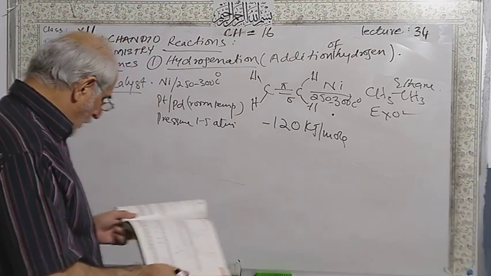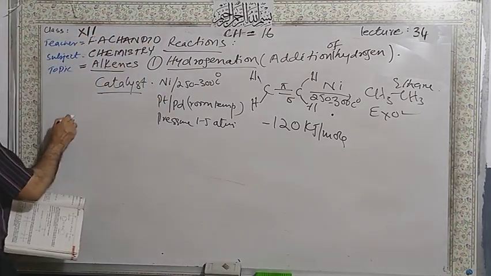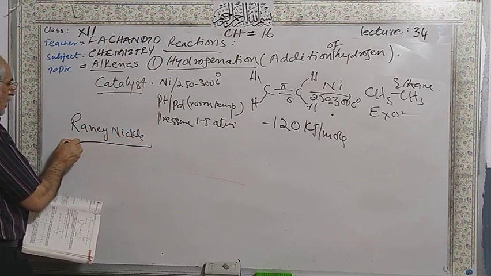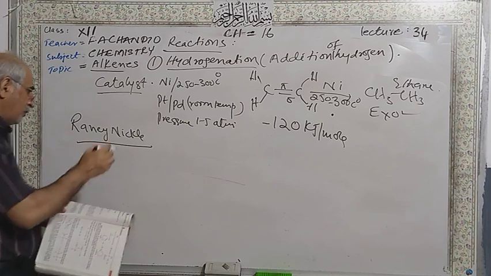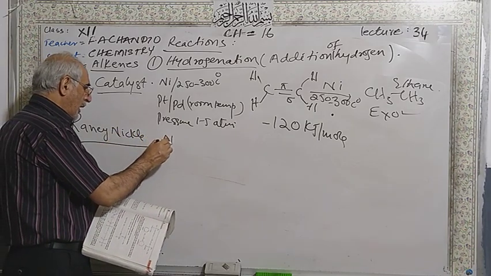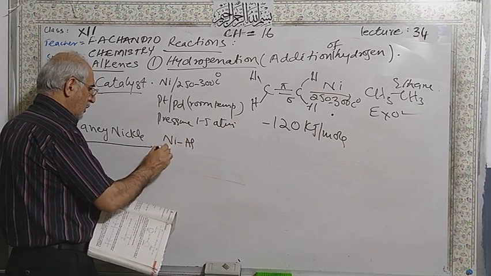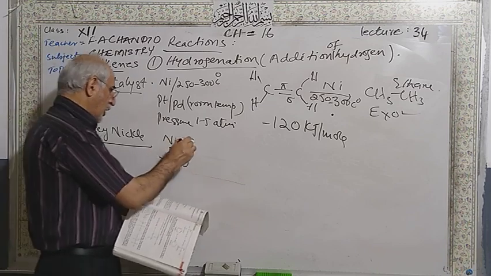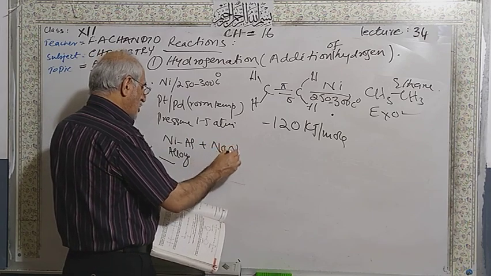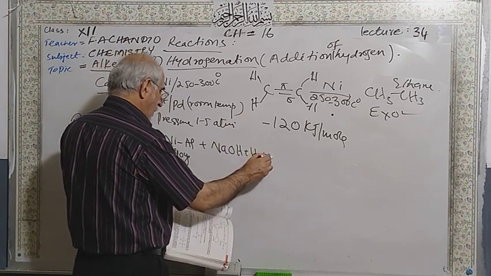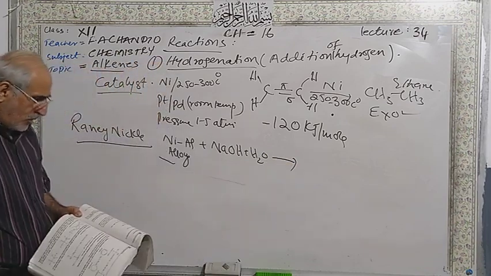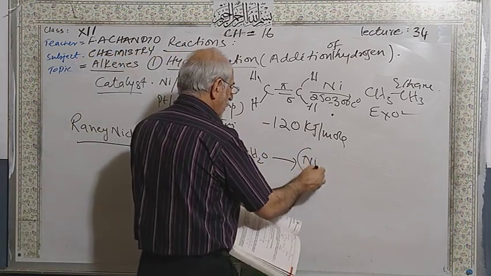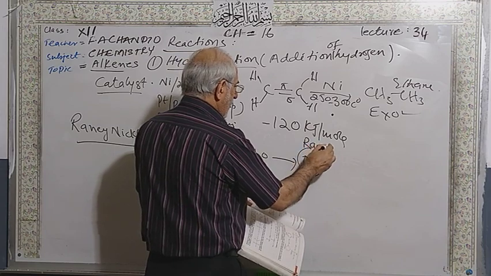So how is Raney nickel going to be prepared? Raney nickel catalyst is prepared by using an alloy of nickel and aluminium. You have to add an aqueous solution of sodium hydroxide to this alloy mixture. So nickel is going to be formed, that is called Raney nickel.